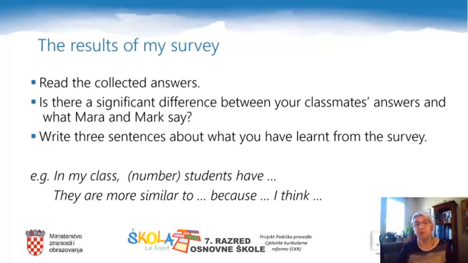You can write more if you wish, but your task is to write 3 sentences. In my class, how many students have used technology? Then you will write what they have used technology for. Then you will explain why most of your friends are more similar to Mara or to Mark, and then you will add your opinion, what you think about that kind of behavior.